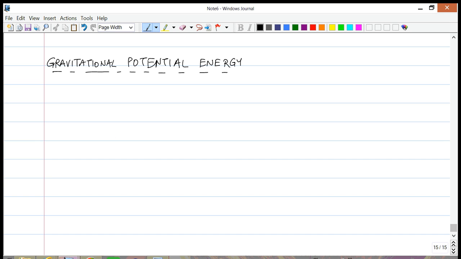Okay, we're going to revisit gravitational potential energy now. If you remember earlier, we wrote gravitational potential energy as simply mgh. However, that is an approximation. The true equation for the gravitational potential energy is actually given by GPE, and this is equal to negative G M m over some r.